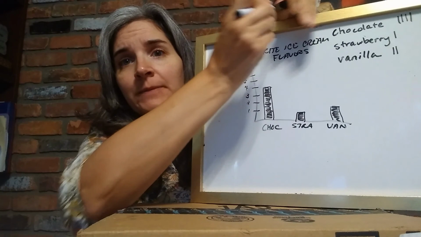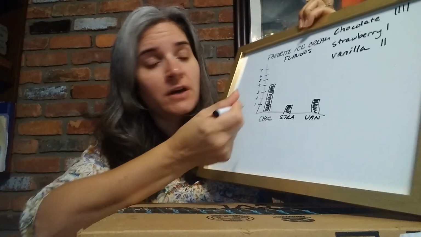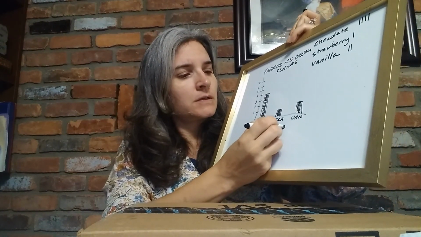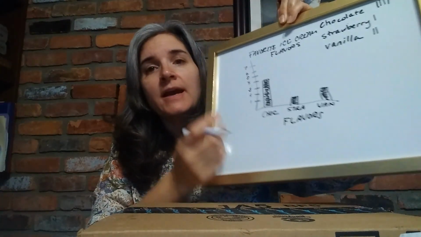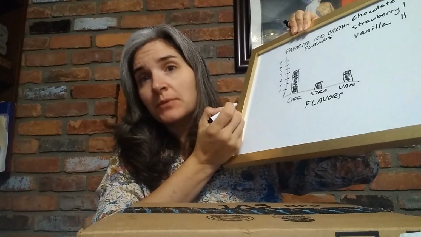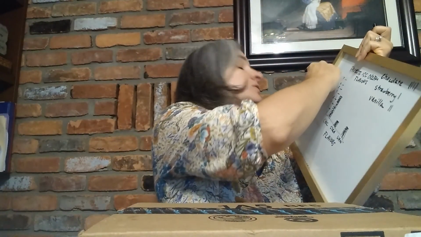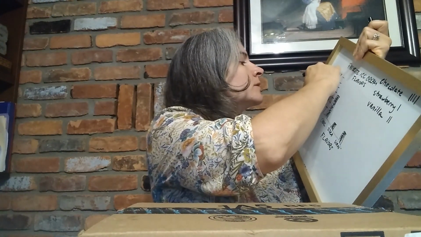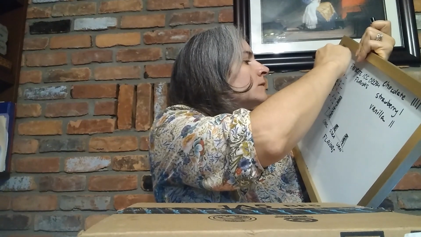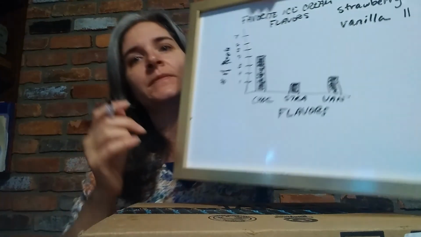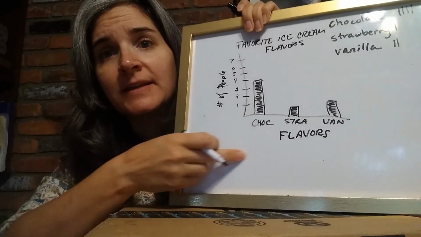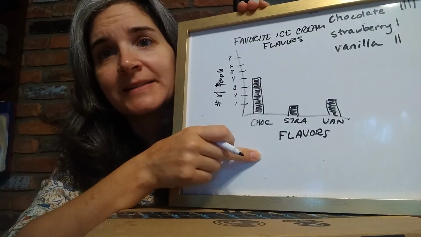So across the bottom for where our flavors are, here we should just write flavors. And for our y-axis, we should label number of people. So I'm going to use a pound sign for number, but you can write out number if you want. So there. So we have number of people on our y-axis and our flavors on the x-axis.